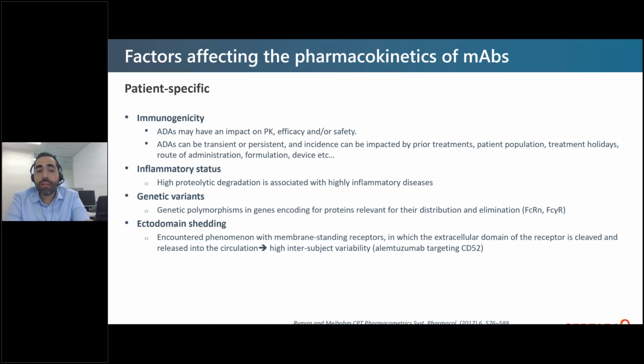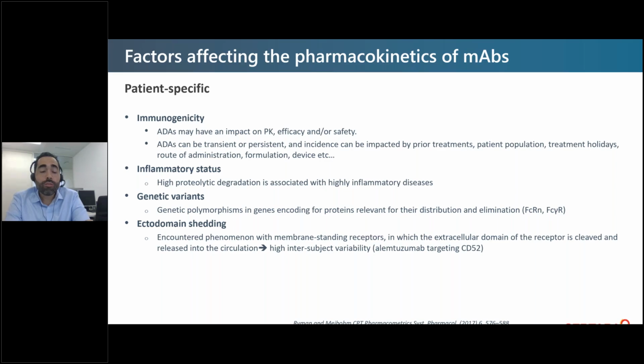The inflammatory status is also identified as a variability factor, and this is relevant for inflammatory diseases. Depending on the degree of severity of the disease, we may observe different proteolytic degradation, and this will be high for the most inflammatory diseases. So this will modify the clearance between subjects.